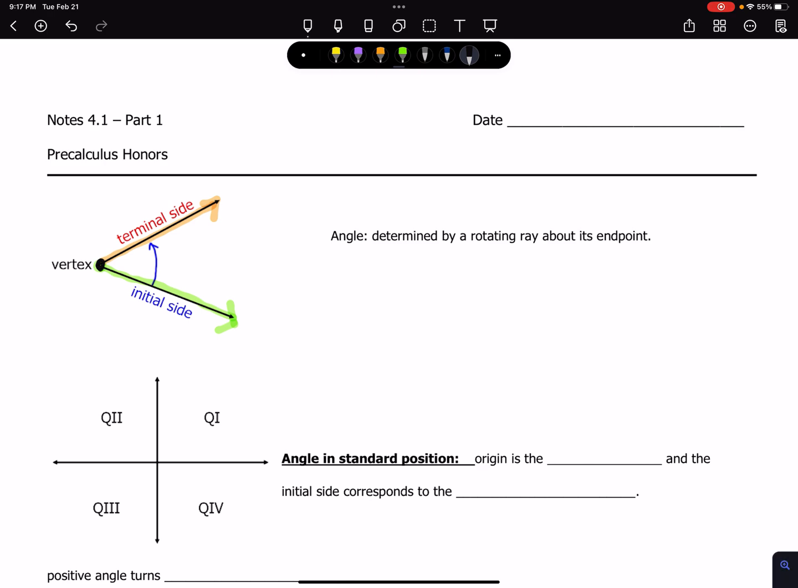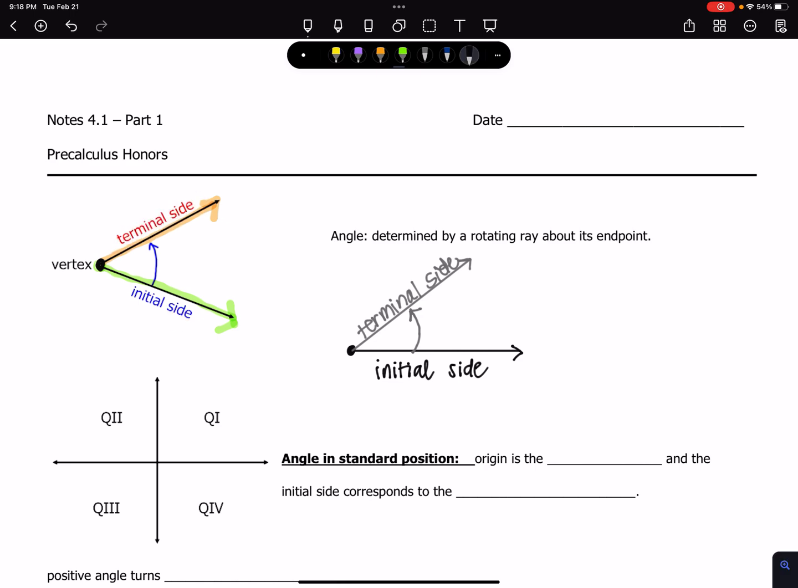Now, we're also going to look at an angle in precalculus as an endpoint and a ray, and we're going to call that our initial side. And the initial side is going to be fixed. And we're going to rotate that other ray about the endpoint. And where that ray ends is going to be called the terminal side. And that's why over here it's called an initial side and a terminal side.